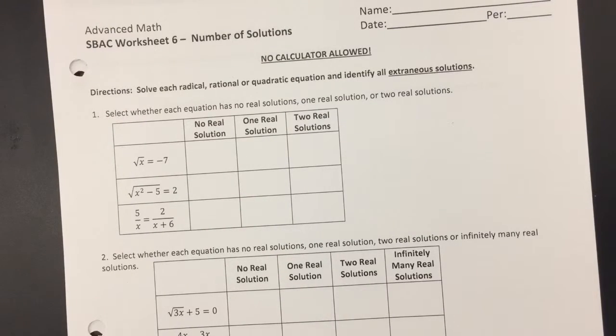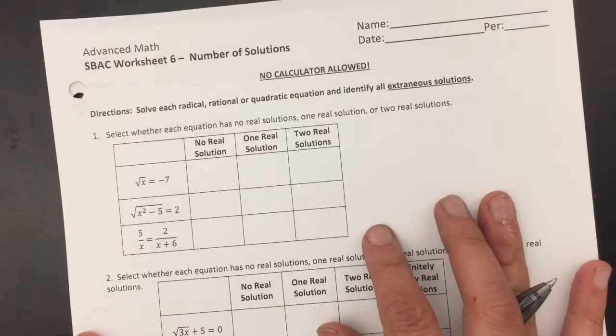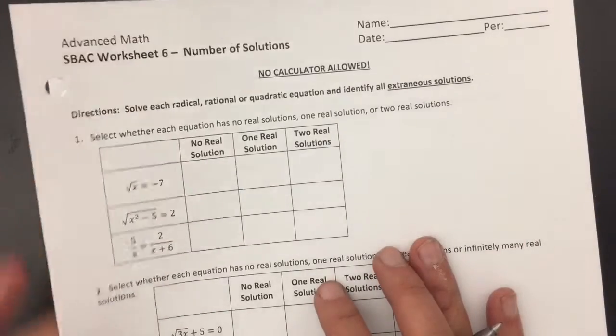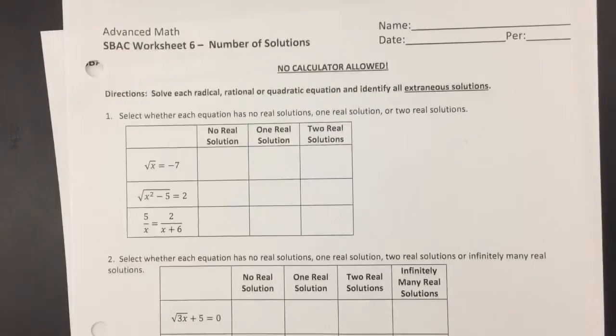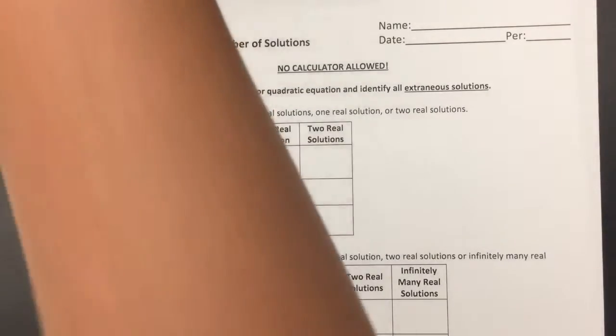This is Advanced Math SBAC worksheet number 6. This one we are going to talk about numbers of solutions. We will be adding notes here. Another thing is it talks about extraneous.